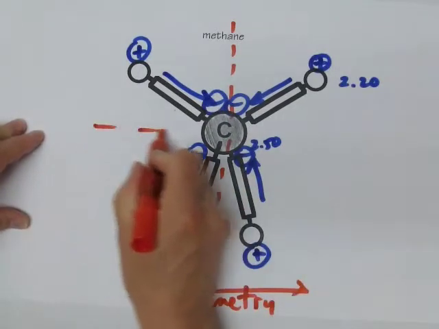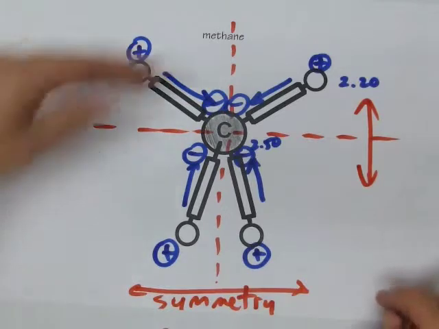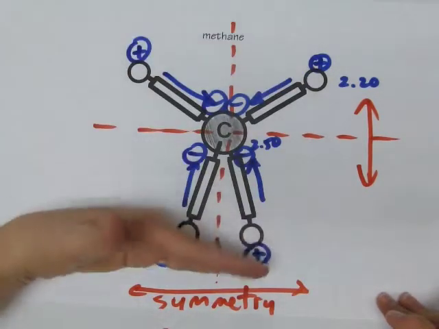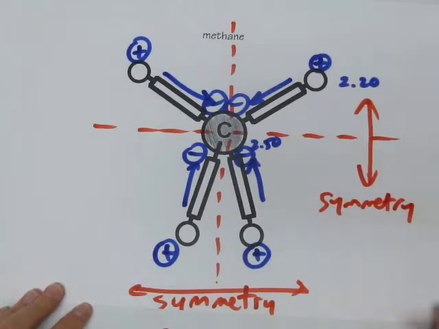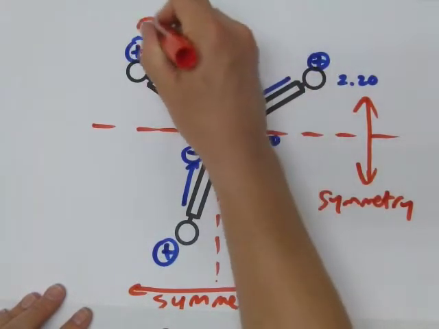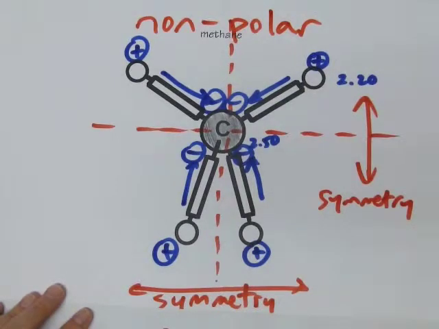If I do the same thing this way and divide it top to bottom, again, the top and the bottom look the same with respect to charges. There's 2 positives, 2 negatives, so again, there's symmetry. This is a completely symmetrical molecule. No matter which way you turn it, it always looks the same. So this molecule is non-polar. There's no left, right, top, or bottom that looks different from the other sides with respect to charge.